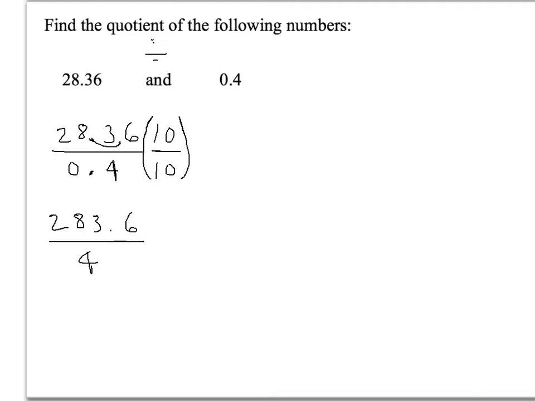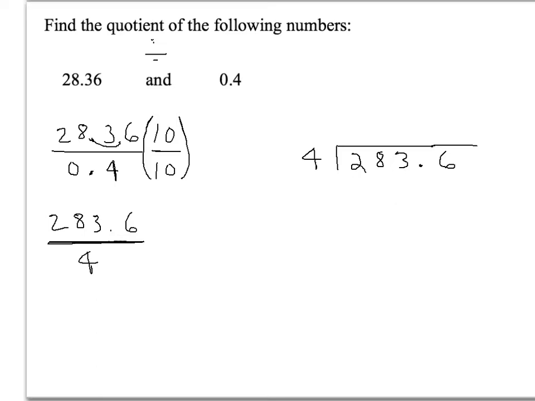And now I'm going to put this in the long division form. Okay, now what goes on the inside of that division box? The number that's being divided. This is 283.6 divided by 4. So the 283.6 is being divided. 283.6 is what goes in that long division box. And it's being divided by 4.